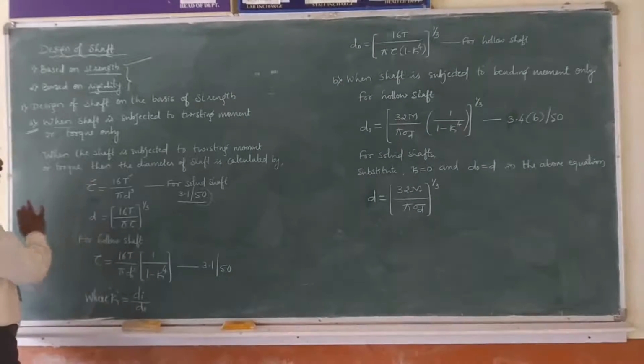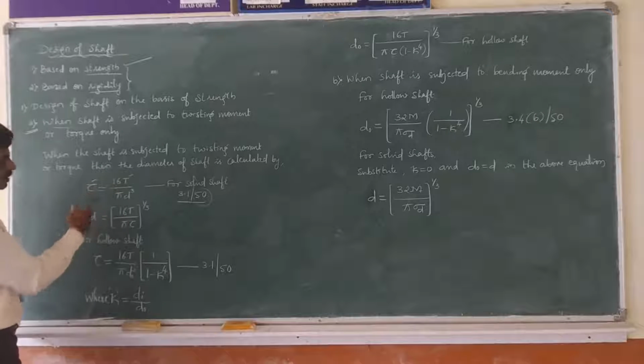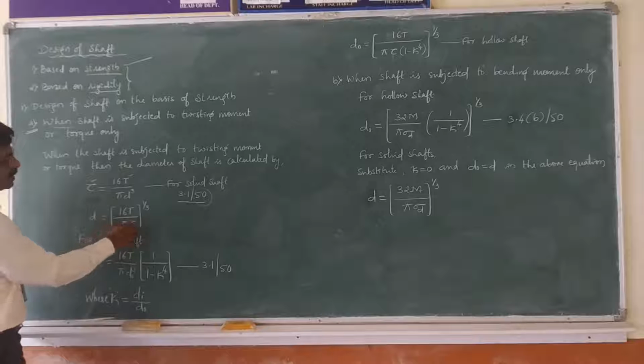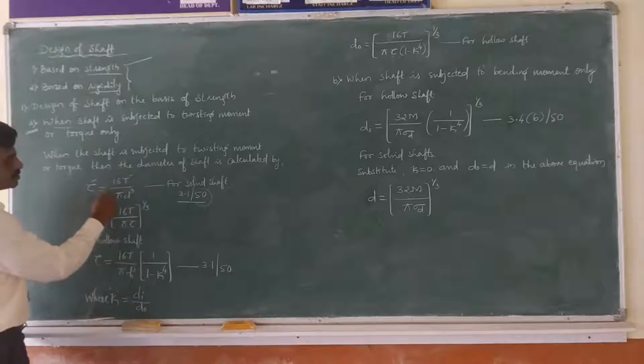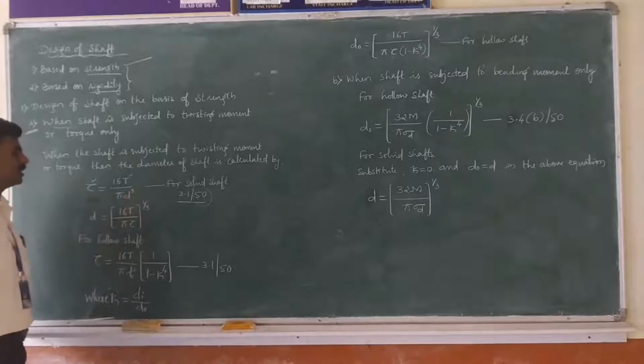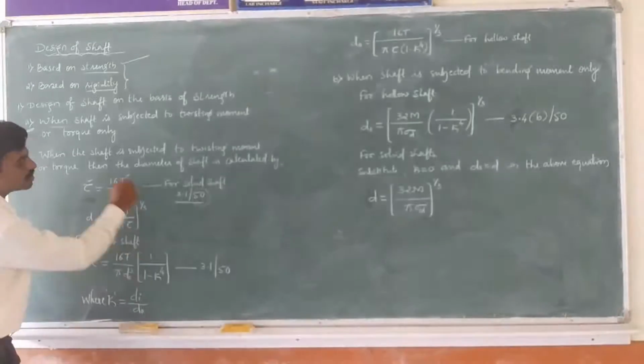Since we are just finding the diameter, rearranging the terms to get the value of d: d is equal to 16T as it is, and I shift this tau here and pi, so the cube goes to the power and becomes 1 by 3 on the RHS. So this equation is particularly for solid shaft.